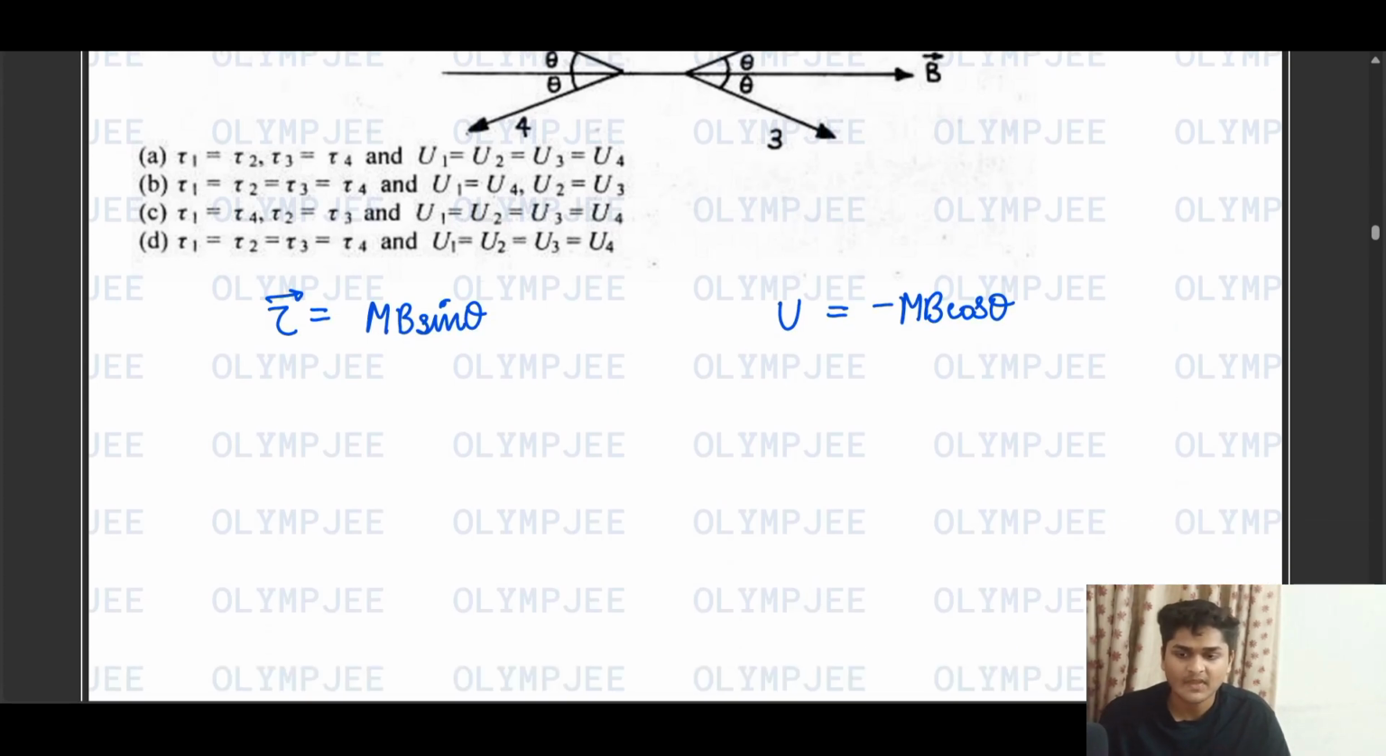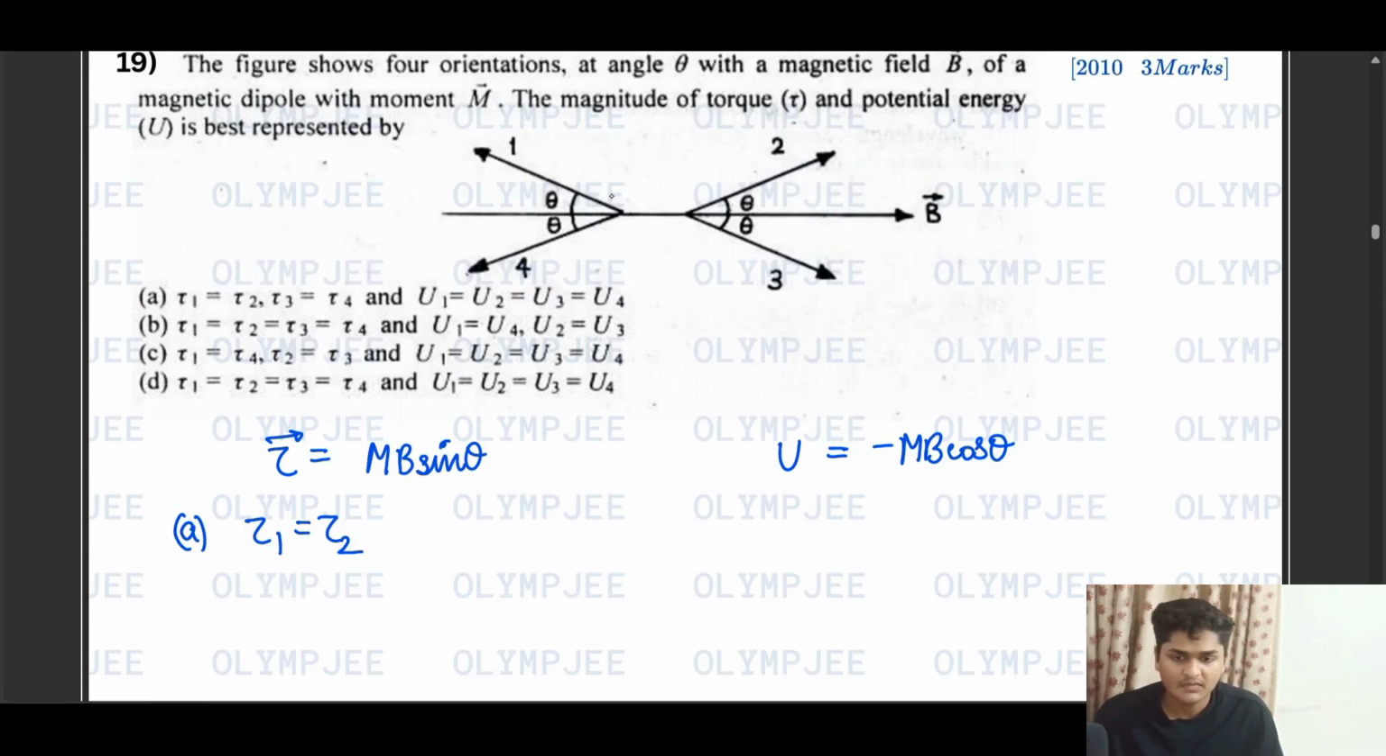Okay, so let us analyze option by option. Option A says tau 1 is equal to tau 2. The magnetic moment of 2 and the field have an angle theta, but the moment and field of the first dipole have an angle of pi minus theta. But we know that sine of pi minus theta is equal to sine theta only. So this will be correct. Then we have tau 3 is equal to tau 4. Same, 3 has theta with B and 4 has pi minus theta. So this is also equal.